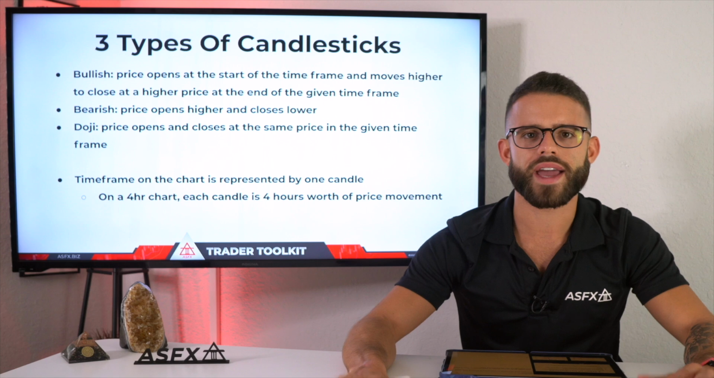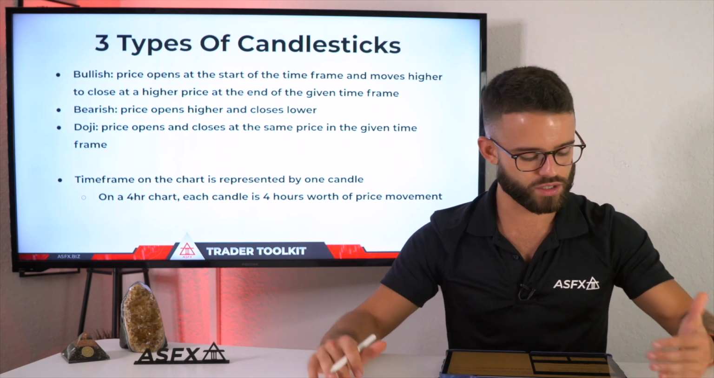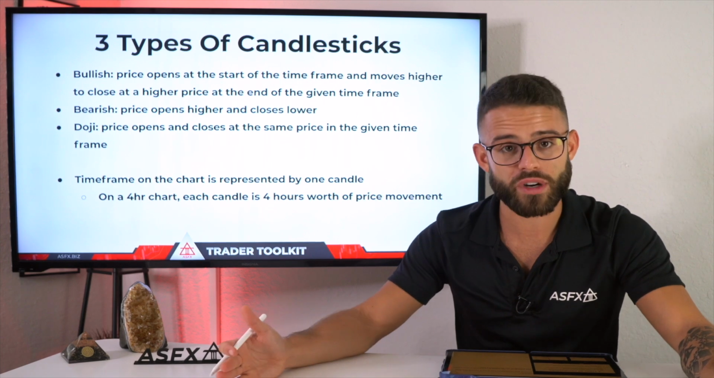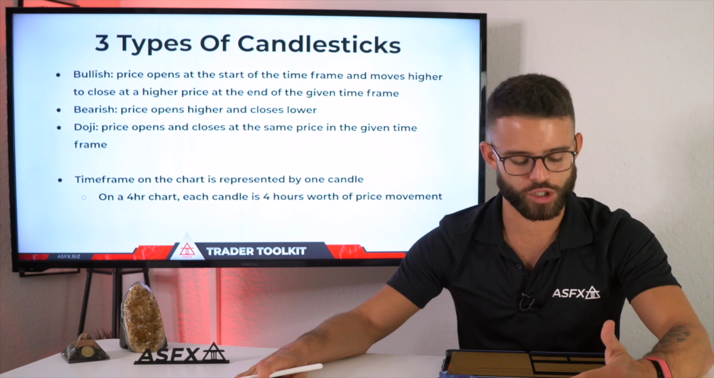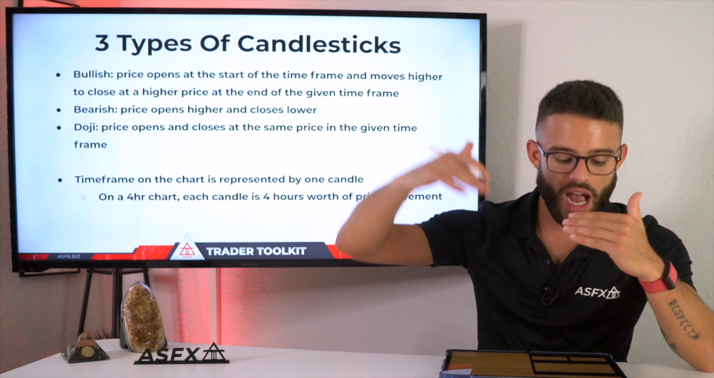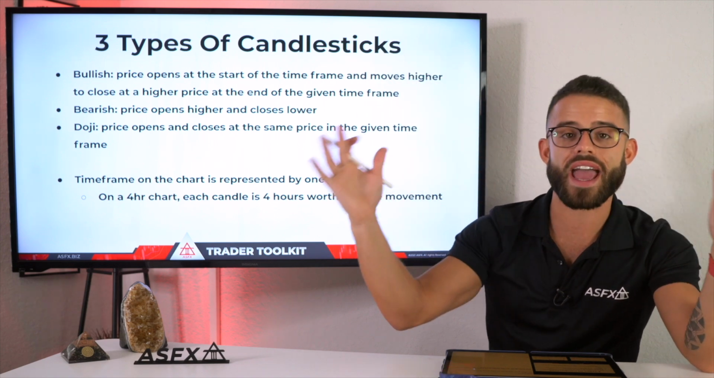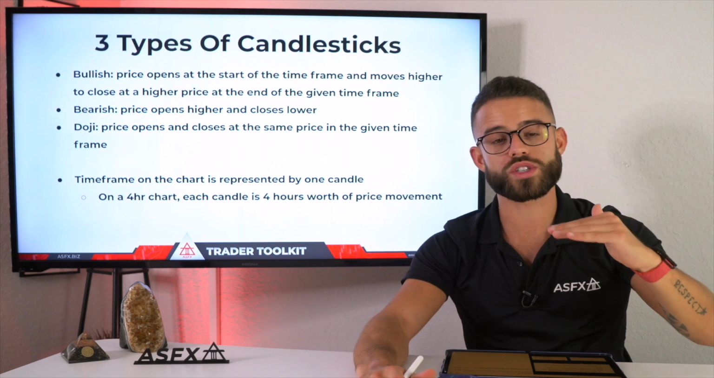So think of it this way, and I don't think anyone else has ever said it this way. I'm just taking credit for it because I think it makes sense. We have bullish candles, we have bearish candles, bulls and bears, and we have doji candles, which show indecision. Bullish candles: price opens at the start of the time frame and moves higher to close at a higher price at the end of the given time frame. Bearish candles open at a higher price and close at a lower price.